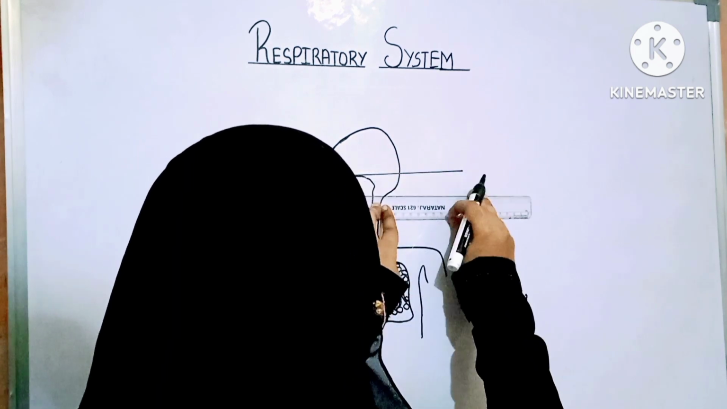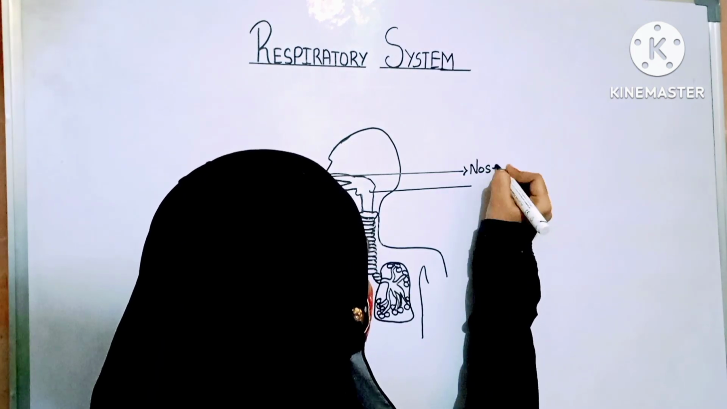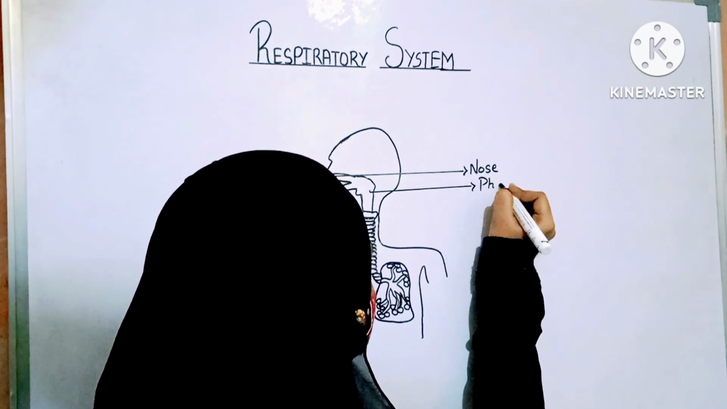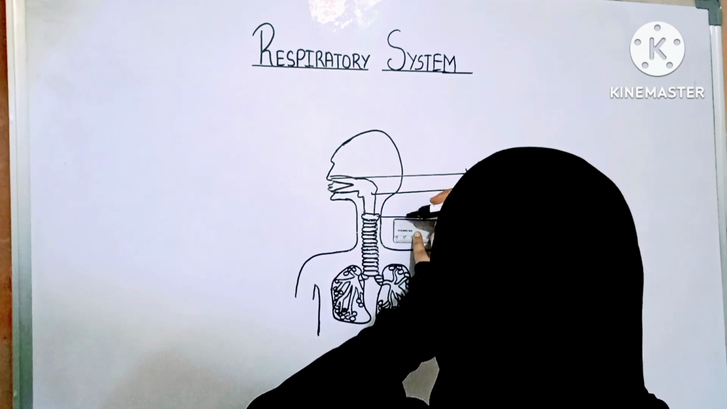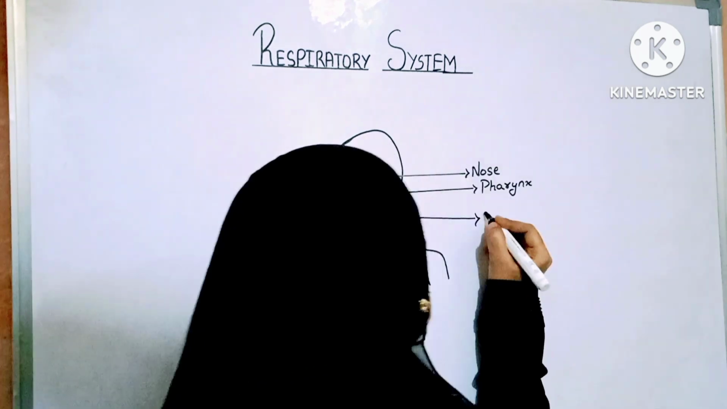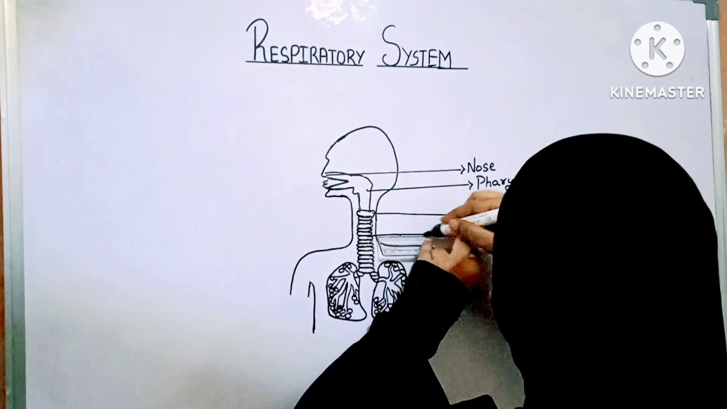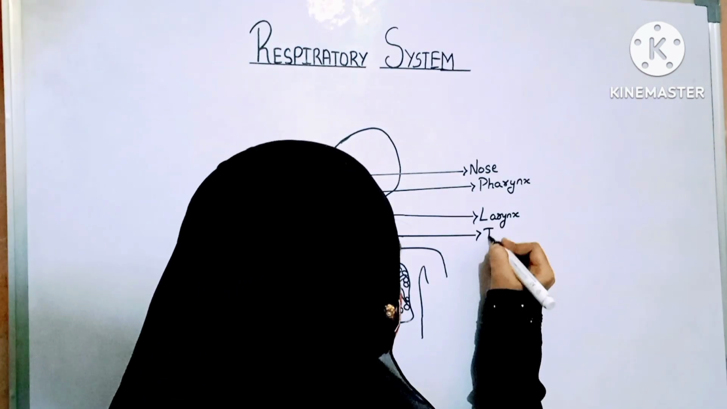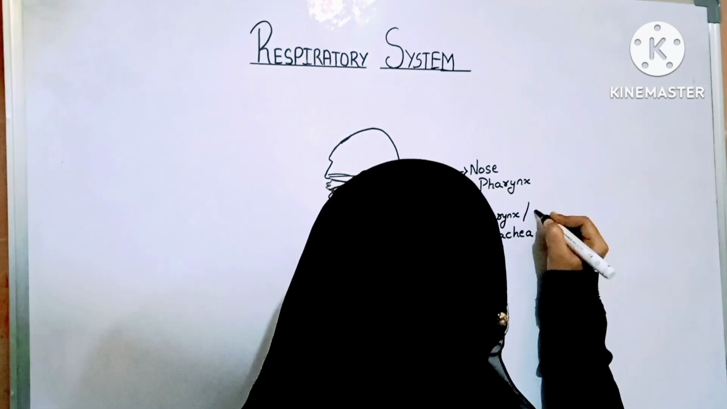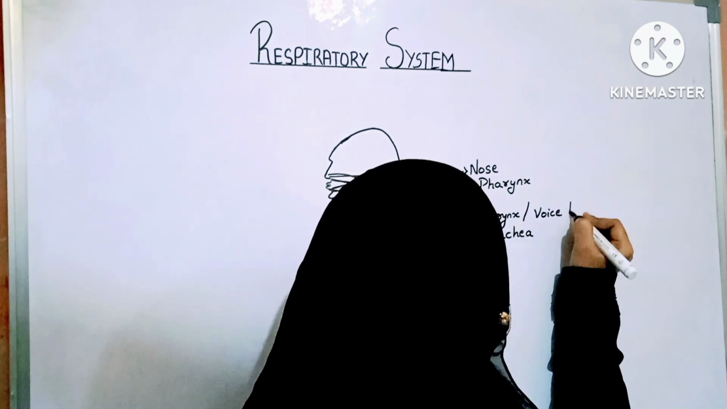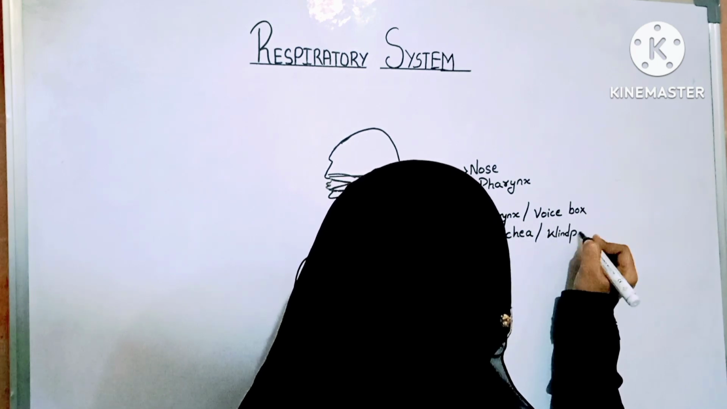Now let us label the parts of the respiratory system. First is the nose, you can see here. Then the second organ is the pharynx. Then there is the larynx. This is the trachea. The larynx is also called the voice box. And the trachea is also called the windpipe.